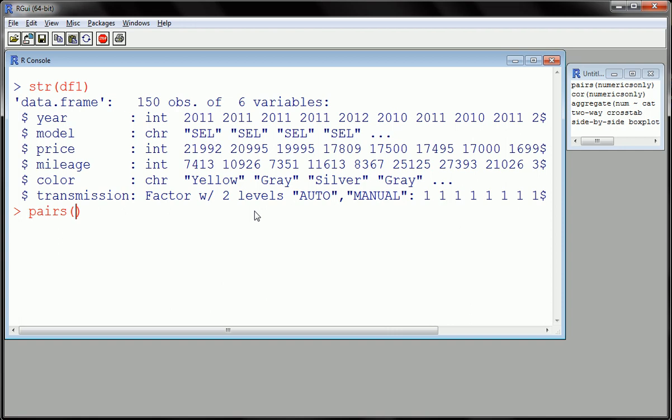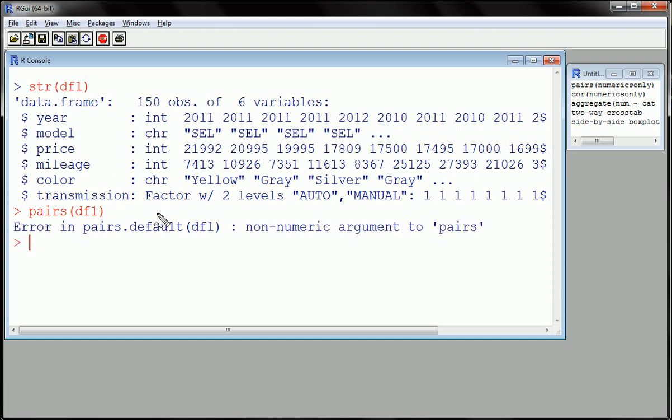The one caveat is you have to feed it only numeric variables. It can handle factors, it can't handle characters, but it's better to just feed it numeric variables. For now, you could play with transmission, for example, if you like. I would love to just feed it the whole data frame, which is this thing right here with all six features, except that we have two character variables. So if I do this, I'll get an error message.